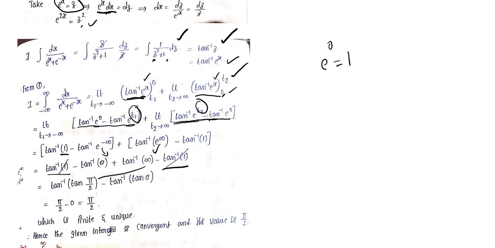Tan inverse of infinity can be written as tan inverse of tan pi by 2, and 0 can be written as tan 0. The simplification of this term is pi by 2. The simplification of this term is 0. So, pi by 2 minus 0 is pi by 2. That means I am getting finite and unique value. That means given integration converges to pi by 2.